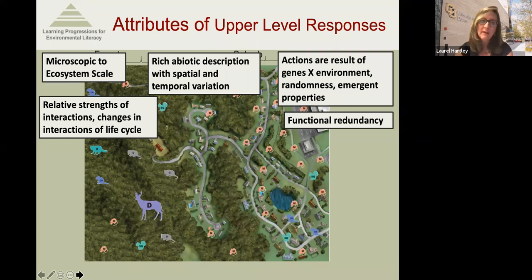They talked about interactions between organisms, and they took it even a step further by acknowledging that not all interactions are equally important. They saw relative strengths of interactions, or talked about relative strengths of interactions. And they saw changes in interactions over the course of a life cycle.